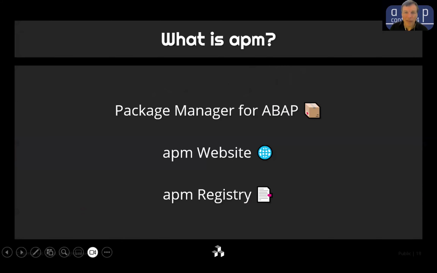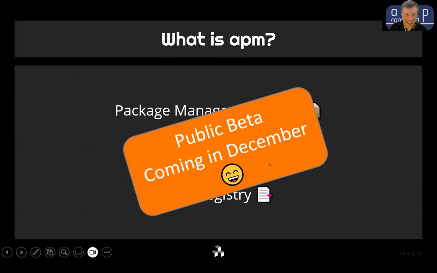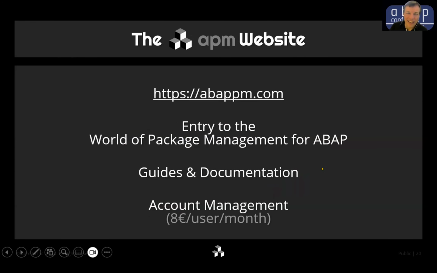So APM is the package manager for ABAP. There's a client that you install inside your system, just like you would install abapGit. When it becomes available, it will also be a standalone version as a single program. There's a website that goes along with it, and a registry. And the good news is that coming in December, just ready for the next big ABAP conference, there will be this whole thing also as a public version that everybody can play around with.